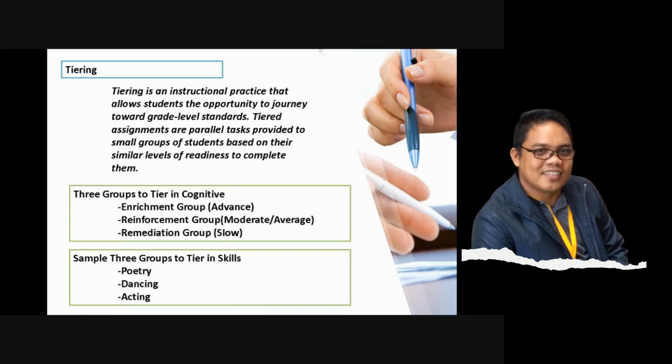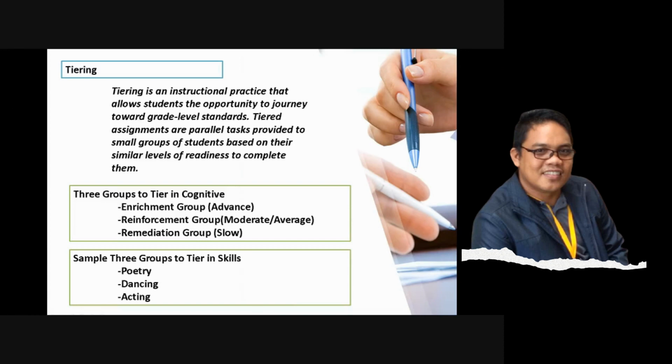Kung kailangan ibababa mo yung activity, dito papasok na ang tiering. Okay? So you have 3 groups: enrichment group, reinforcement group, and remediation group. Pero ang gagawin mo diyan sa lesson plan, hindi mo tatawagin, okay, class, I make 3 groups. This is for enrichment group, reinforcement group, and remediation group. Bawal po yun. Kasi pag sinabing enrichment group, advanced yun. So, gagawin mo lang is ito yung group 1, group 2, at group 3.